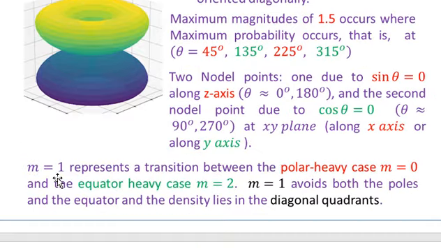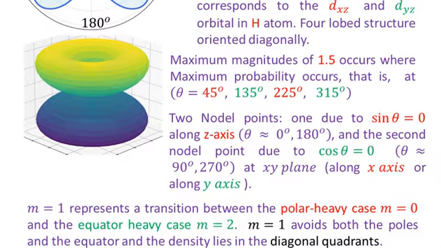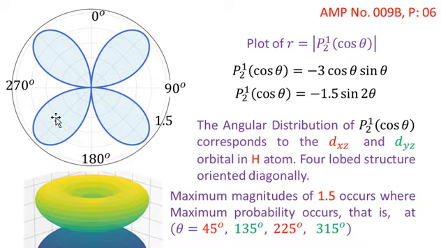So that's why we say that m equal to 1 represents a transition between the polar heavy case, m equal to 0 in the previous slide, and the equator heavy case, which will be m equal to 2, we shall be discussing next. So m equal to 1 avoids both the poles and the equator, and the density lies in the diagonal quadrant. So you can see that the density lies in the quadrants.